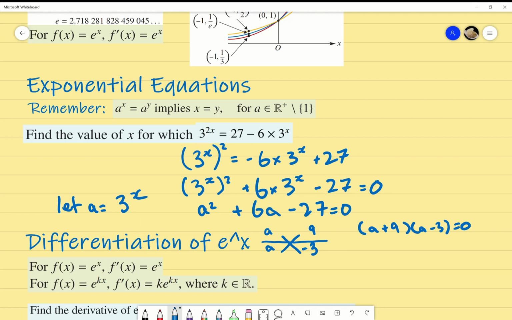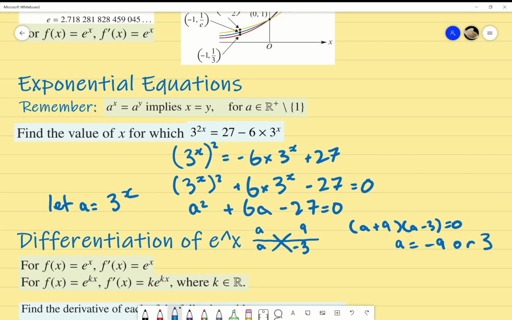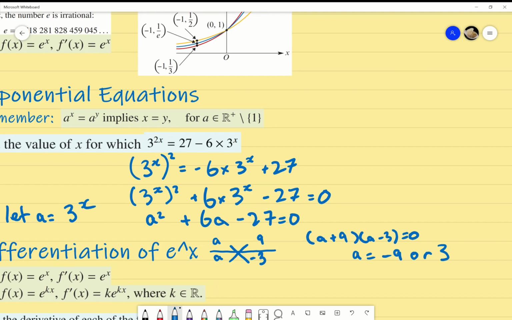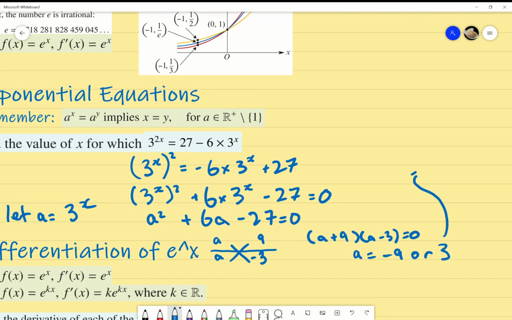No? We have to solve it, don't we? a equals negative 9 or 3. Now are we happy with it? Why not? Good, thank you very much. So I'm going to write this over here, just so we have space. Remember, we let a equal 3 to the power of x. So 3 to the power of x equals negative 9. 3 to the power of x equals 3.